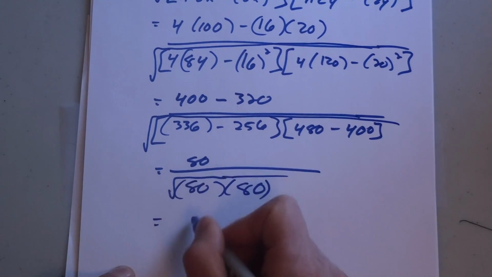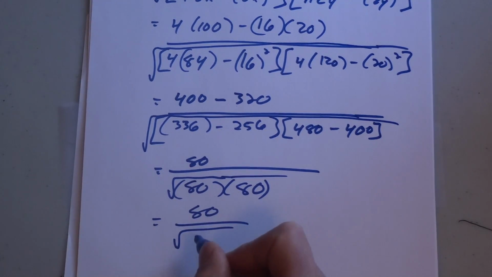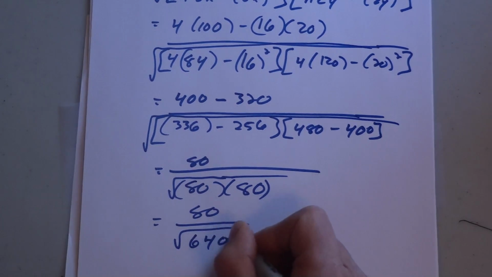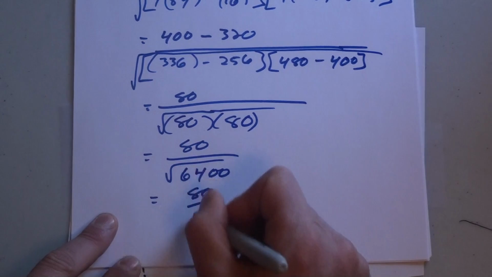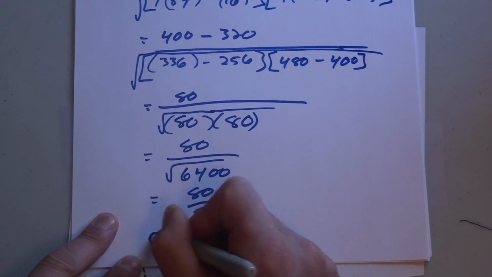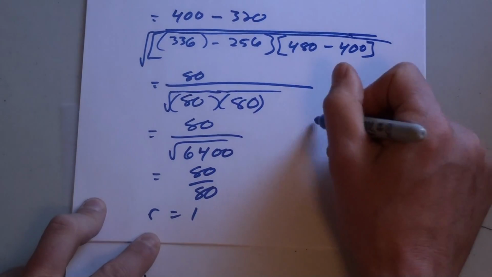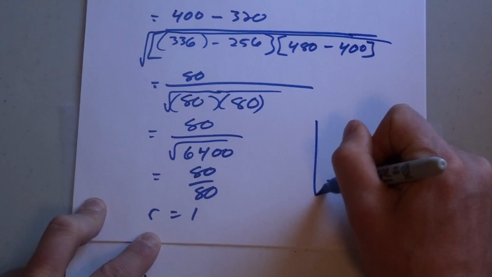Okay, so I have 80 over the square root of 80 times 80. 80 times 80 is 6,400. The square root of that is 80. 80 divided by 80 is 1. So I end up with an R value of 1, which meant that the X and Y values I gave were a perfect positive linear relationship.